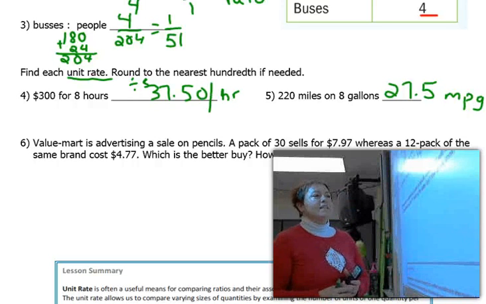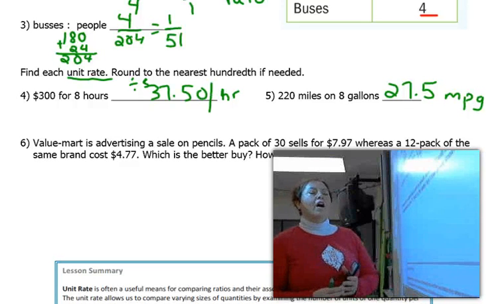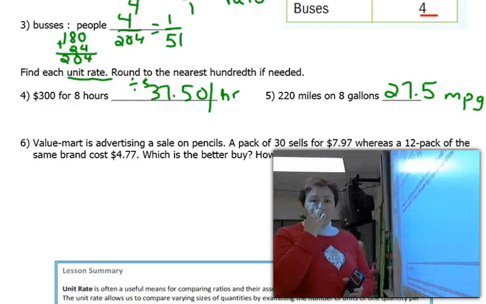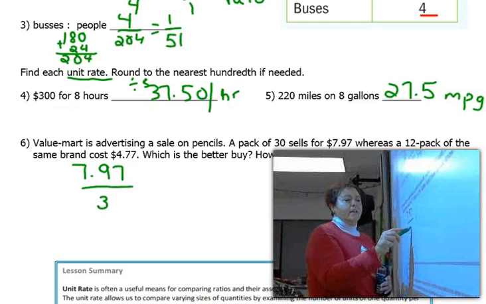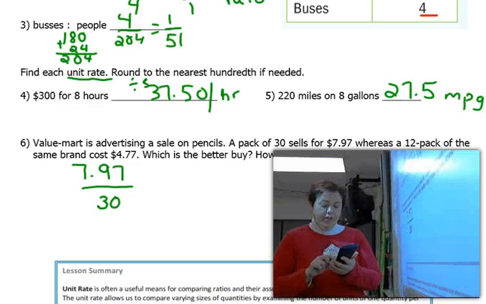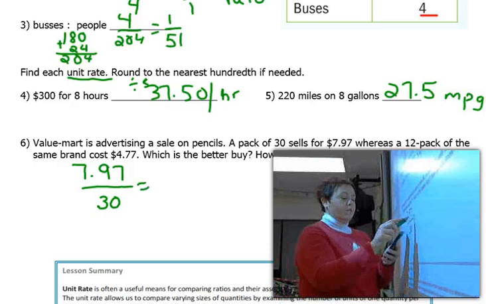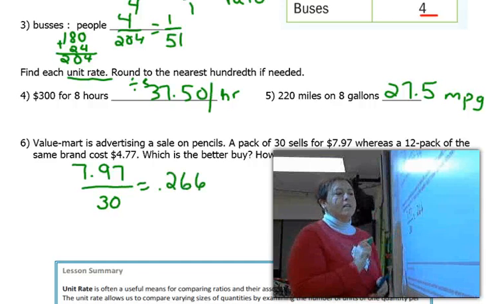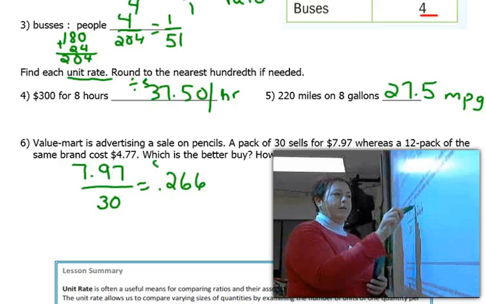All right, Value Mart is advertising a sale on pencils. A pack of 30 sells for $7.97, whereas a 12-pack of the same brand costs $4.77. Which is the better buy? How do you know? So first thing I'm going to do is I have to figure out the unit price. And the unit price is always going to be money divided by the number of items. So for the 30 pack, $7.97 divided by 30 is going to give me, now I'm going to take this out to a couple of extra decimal places, right? So that's telling me it's 0.266. I rounded, it said 2656, so I rounded that up.